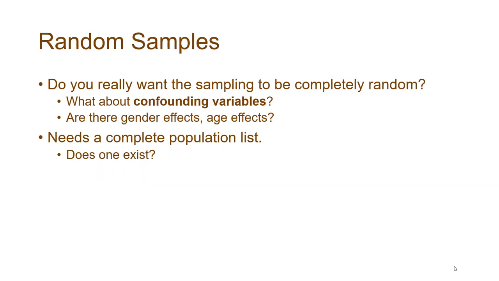Do I actually want it to be completely random? If I've got confounding variables, then I will need to take these into account. I might want to have limits on gender, limits on age, limits on ethnicity. If I'm looking at a study of white people's views on racism or the views on Black Lives Matter, then I obviously don't want to include black people in the list.